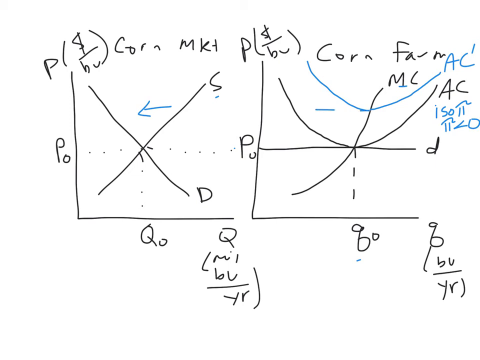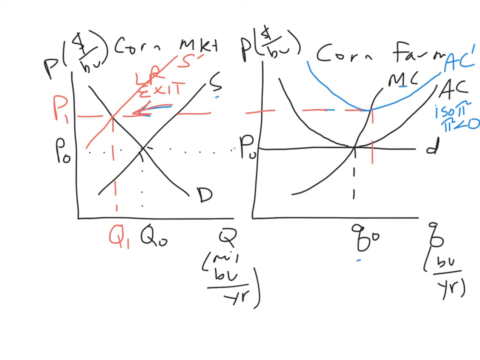I want to do my long run in red. How much exit is going to happen to restore this market to a long run equilibrium? Well, enough that the surviving corn farmers are breaking even. So we know that supply curve shifts to the left until the new equilibrium price is at a level that enables survivors in the industry to break even.